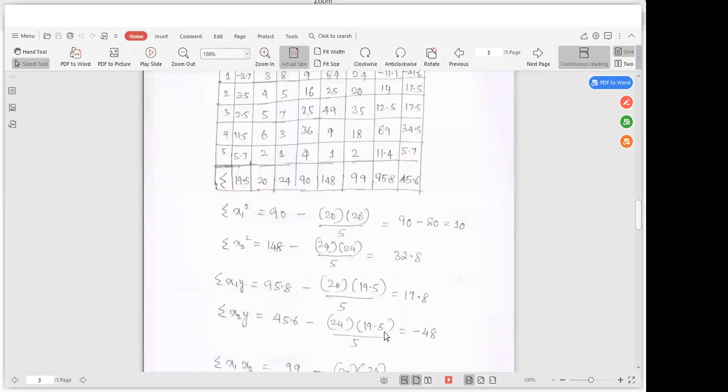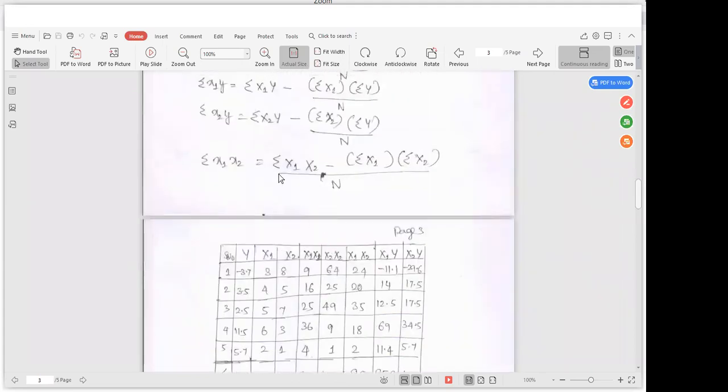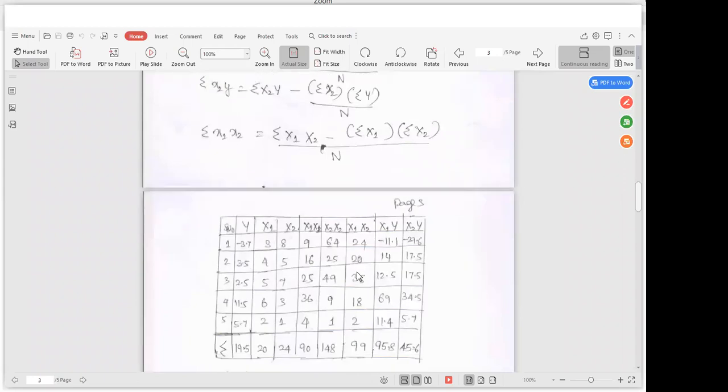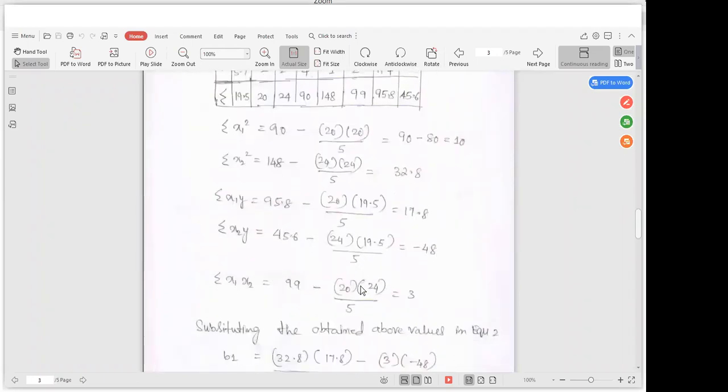Now summation of x1 x2 will be equal to summation of x1 x2 minus summation of x1 into summation of x2 divided by n. Summation of x1 x2 is 99, so 99 minus 20 into 24 divided by 5, so we'll get a value of 3. Now we have obtained these values: summation of x1 square, that is variance, x2 square, summation of x1y, summation of x2y, and summation of x1 x2.